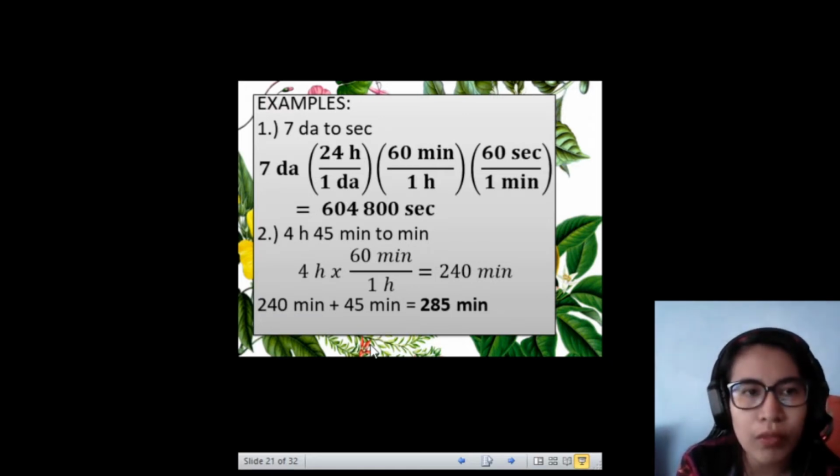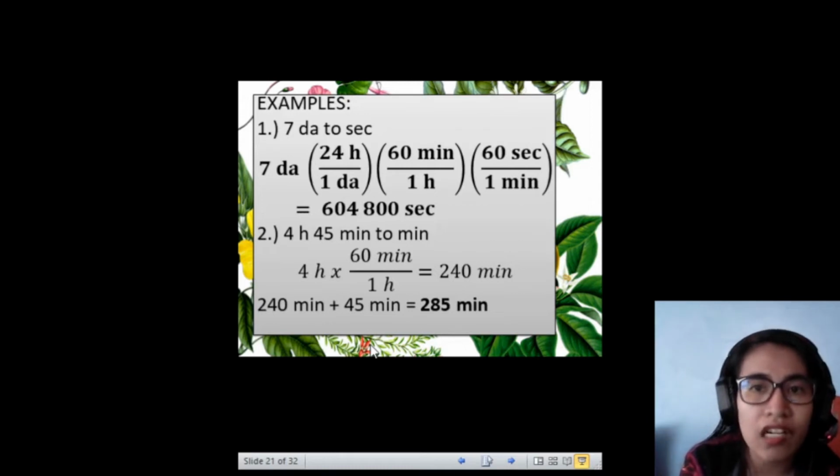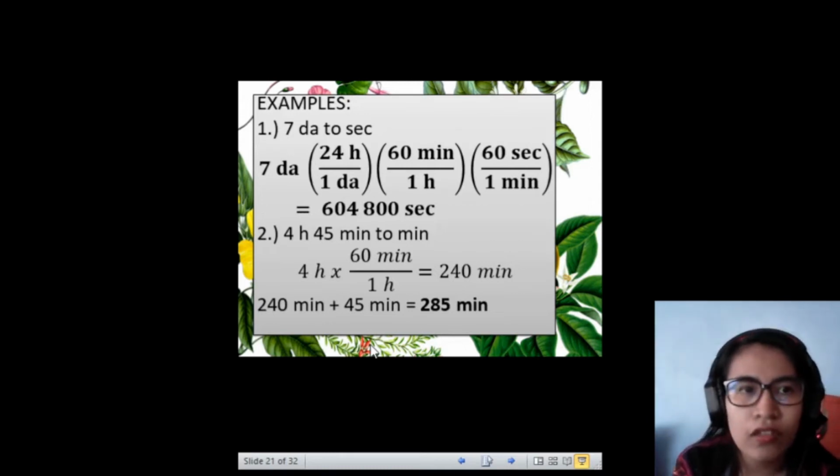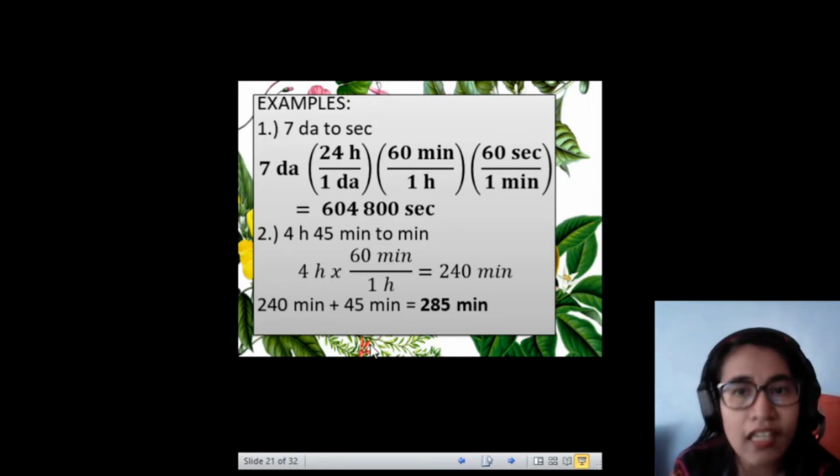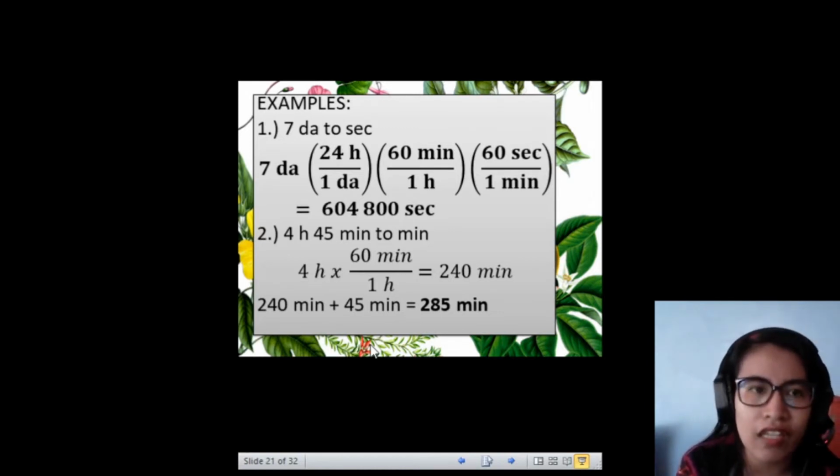And you need to multiply all numbers on the numerator. So you need to multiply 7 times 24 times 60 times 60. So the answer is 604,800 seconds. So that will be the seconds in 7 days.